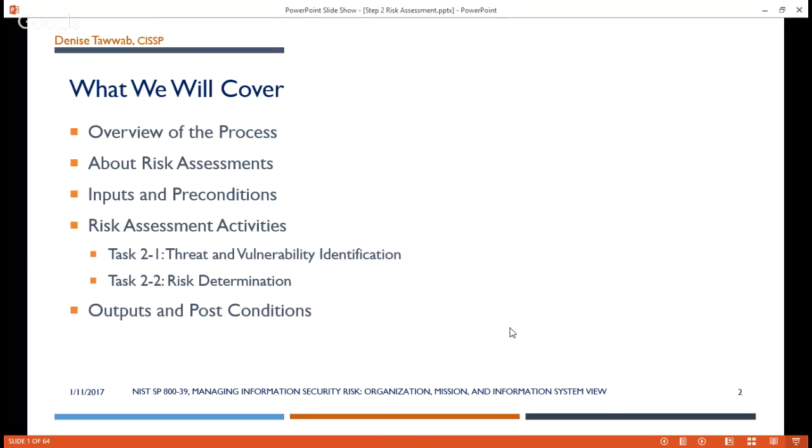What we will cover, we'll do an overview of the process. We'll talk about risk assessments. We'll discuss inputs and preconditions to this step. And then we'll talk about the 2 risk assessment activities, which are threat and vulnerability identification and risk determination. And finally, we'll talk about the outputs of the risk assessment step and post conditions.